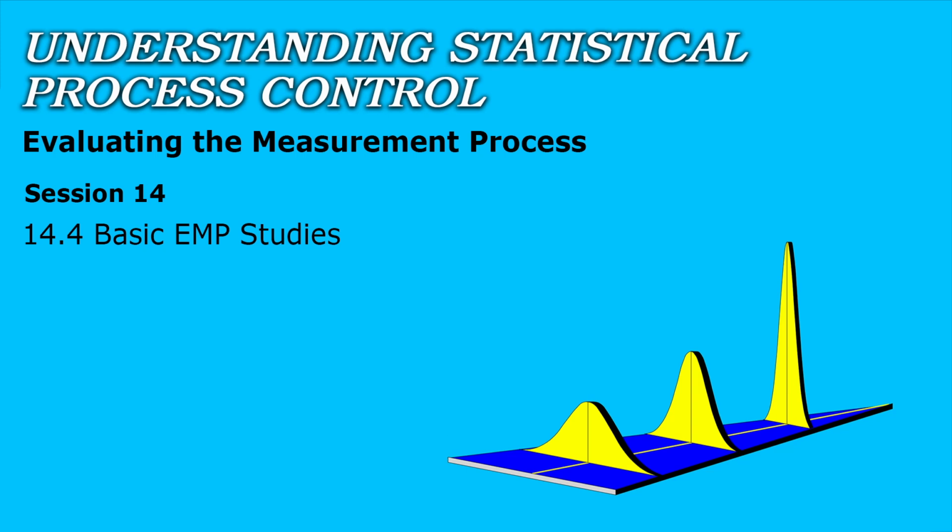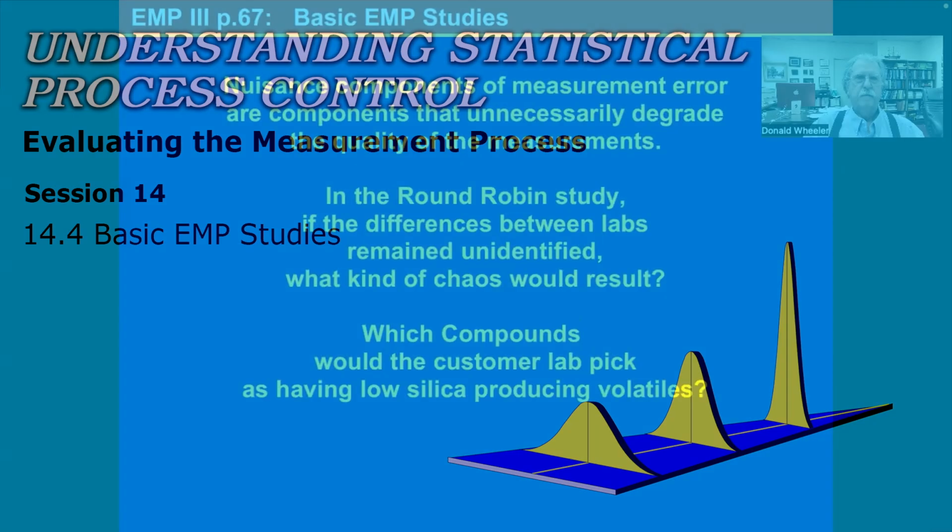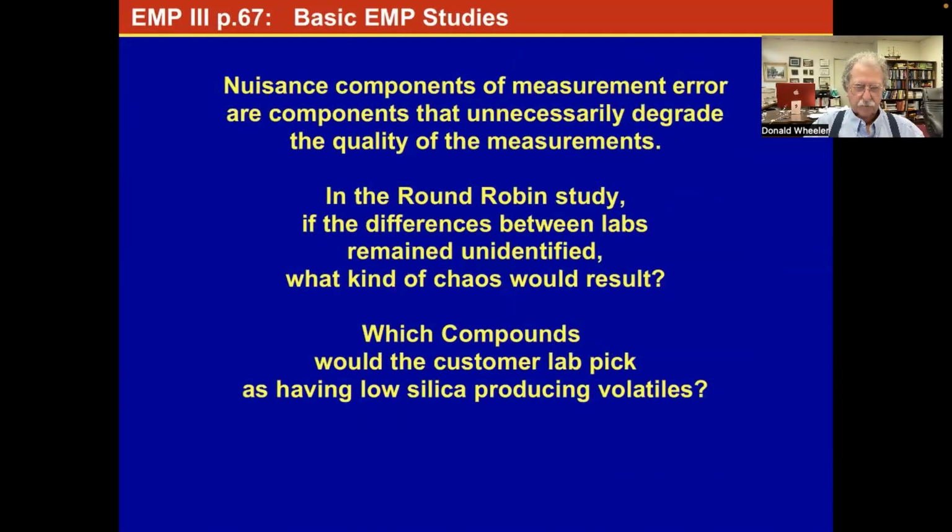Different labs have different amounts of measurement error. These differences between the labs are an example of a nuisance component of measurement error. One way to isolate, detect, and estimate potential nuisance components of measurement error is to use a basic EMP study. Nuisance components of measurement error are components that unnecessarily degrade the quality of the measurements.